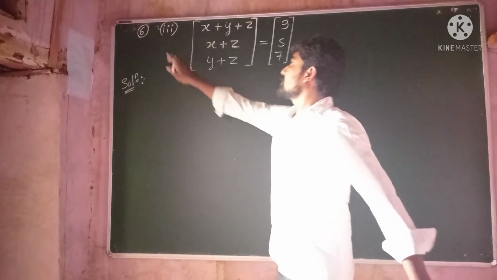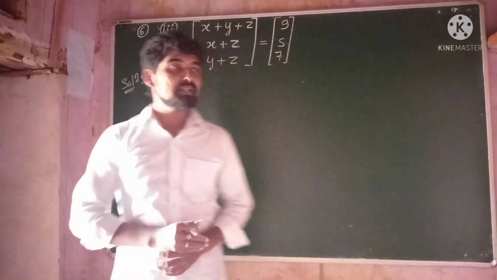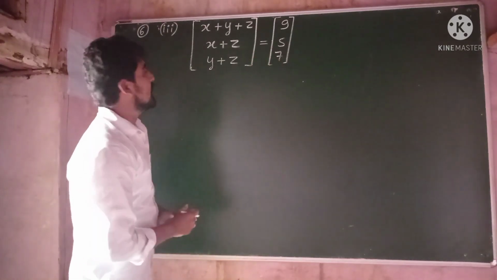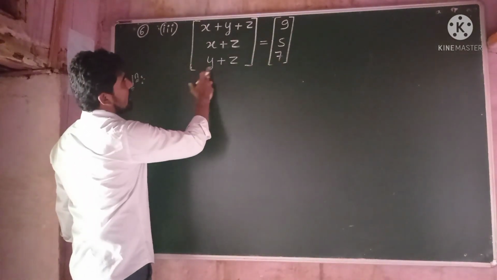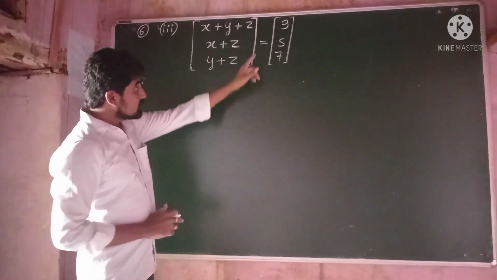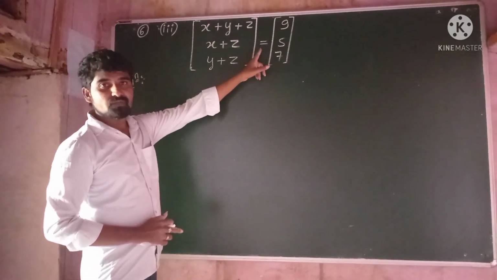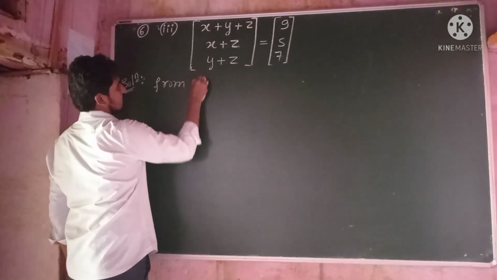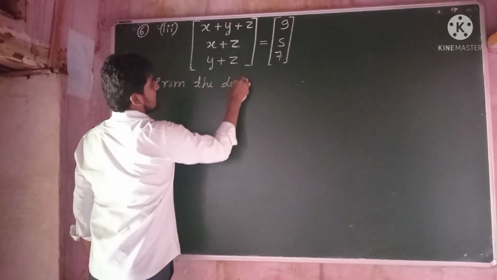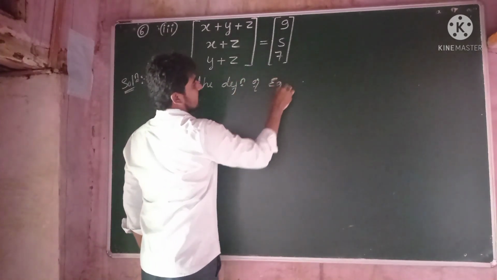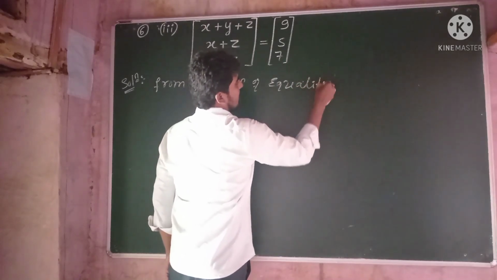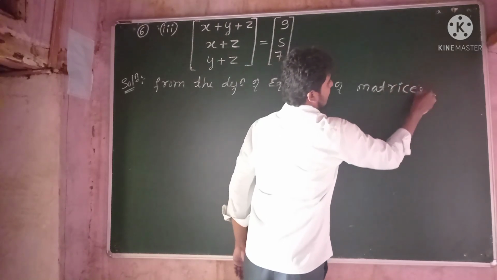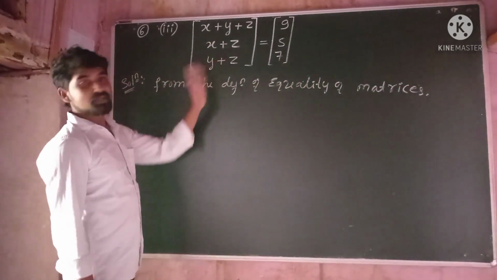So now the third question. Here also he has given that two matrices are in equality conditions and we need to find the values of x, y and z. So since these two matrices are equal, from the definition of equality of matrices, corresponding elements should be equal.